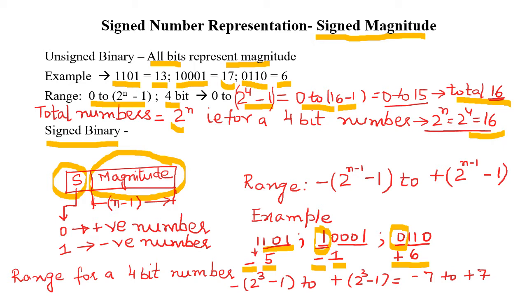The range is from minus (2 to the power n minus 1 minus 1) to plus (2 to the power n minus 1 minus 1). Range for a 4-bit number is minus (2 to the power 3 minus 1) to plus (2 to the power 3 minus 1), that is from minus 7 to plus 7.